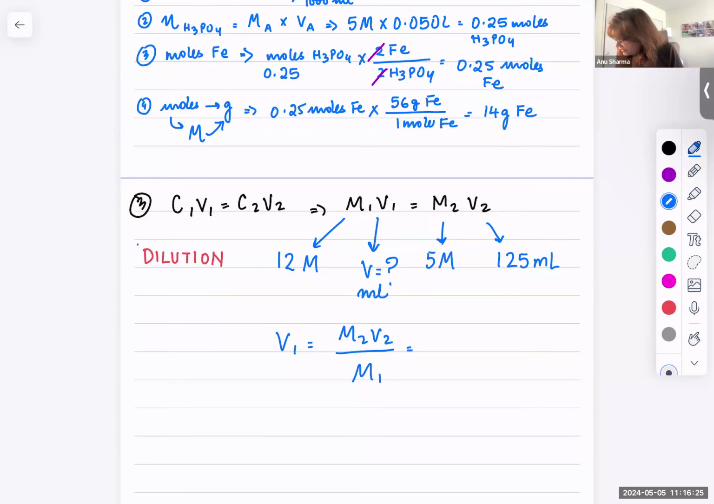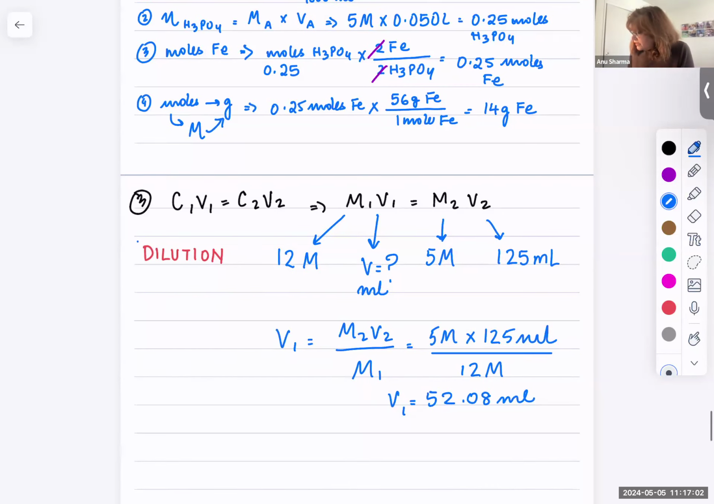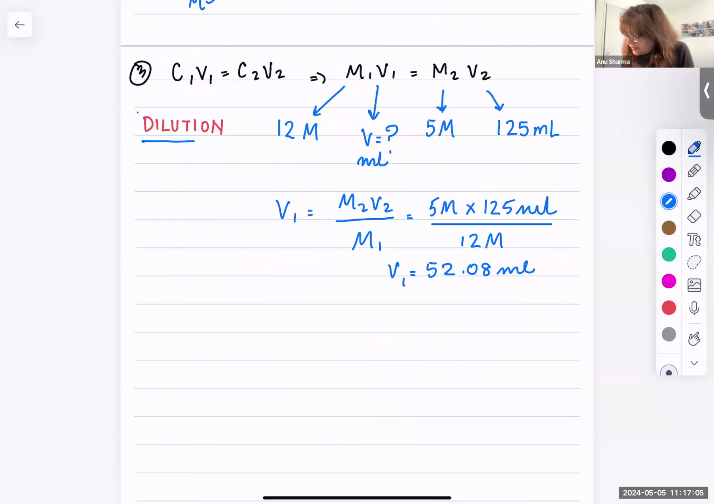Okay, so M2 is 5 molar times V2 is 125 ml. Okay, divide that by M1. M1 is 12 molar. Okay, so multiply this. So 5 times 125, divide that by 12, and that gives you 52.08 milliliters of HCl. So let's say if this was HCl or some more concentrated solution. Okay, so this is how you will be doing this, where the question will clearly say dilution.